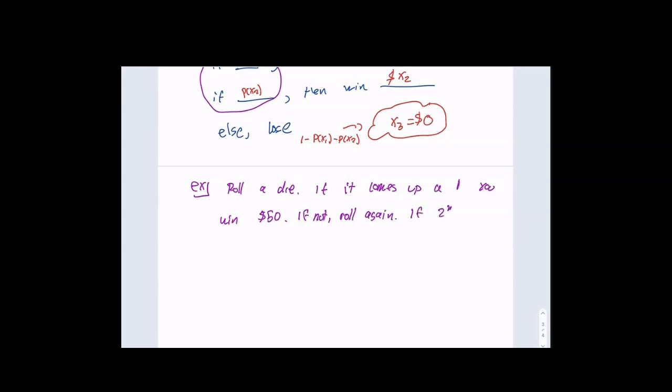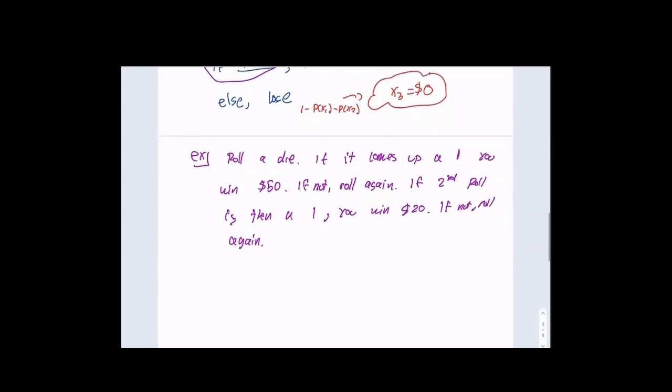If the second roll is a 1, you win $20. If not, roll again. Now, I think the game on your homework problem is only 2 rolls, but I want to do it with 3 rolls. If the third roll is a 1, you win $5, else you lose.